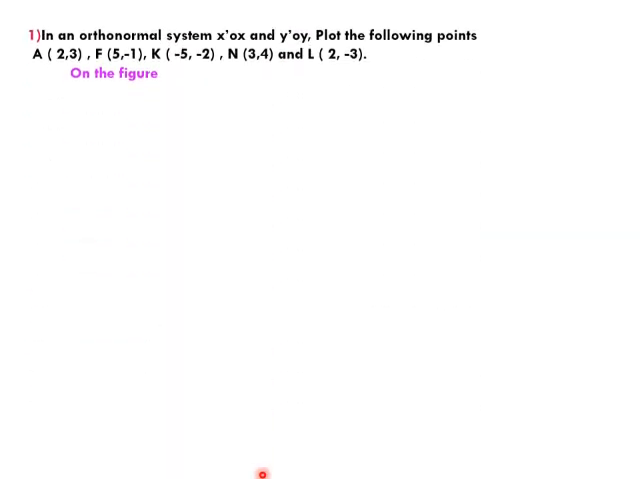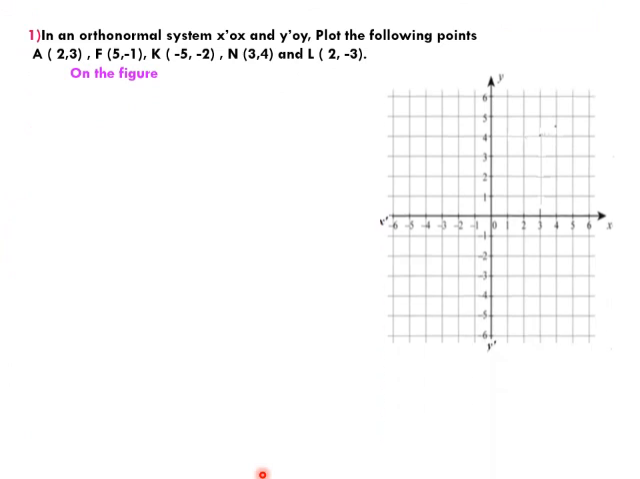Number 1. In an orthonormal system x prime or x and y prime or y, plot the following points. Point A of coordinates 2, 3. We start at the origin, move 2 units to the right along x prime or x since xa is equal to 2, then go up 3 units along y prime or y since ya is equal to 3. So A is located here.